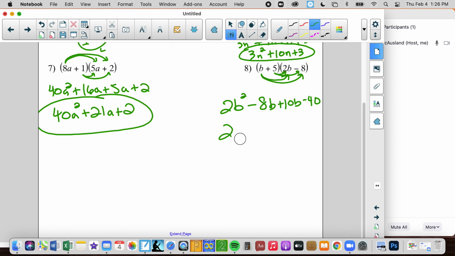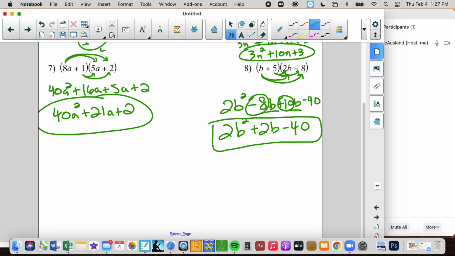Why do I keep doing a? Very weird. 2b squared plus 2b minus 40. When we add these coefficients, negative 8 and positive 10 gives me positive 2b.